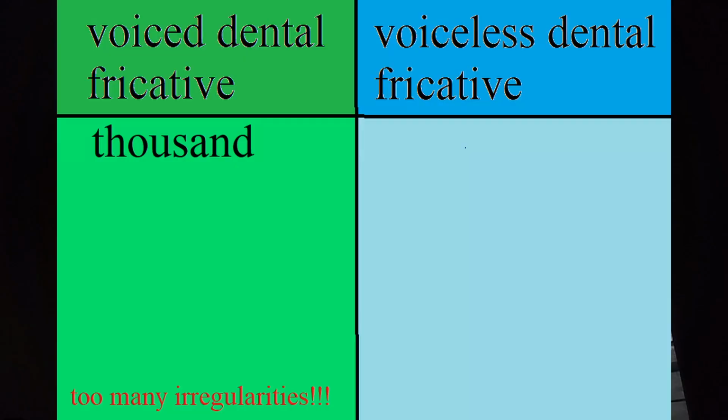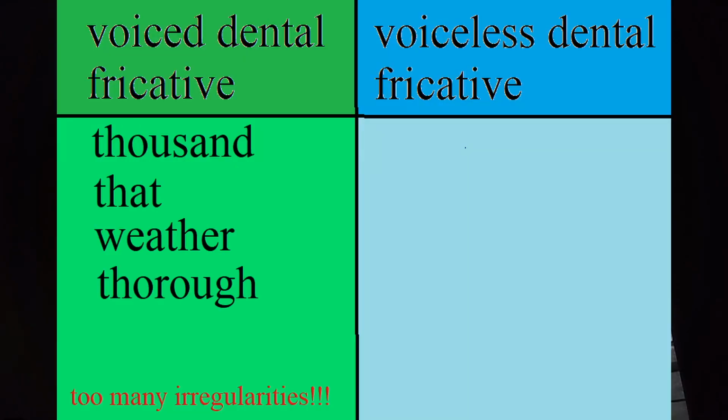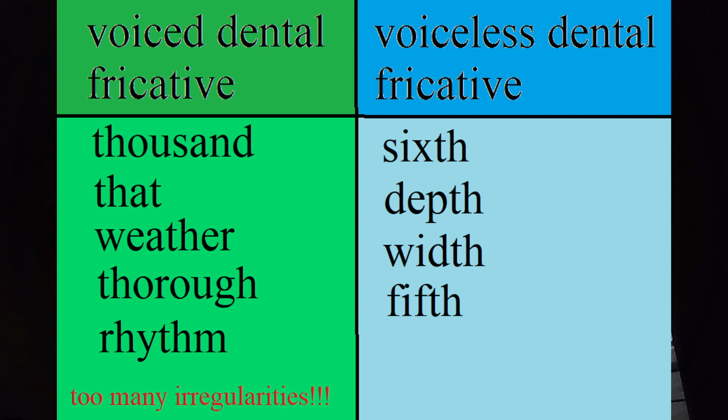However, with the th digraph, there is no general norm. There are likely just as many cases of the th digraph representing the voiced dental fricative as there are representing the voiceless dental fricative. For the voiced dental fricative, there is thousand, that, weather, thorough, rhythm, and the list goes on. For the voiceless dental fricative, there is sixth, depth, width, fifth, health, and hearth, and the list goes on. This irregularity could be solved if we just simply started using the letter thorn and its brother, the letter eth, instead of this lousy th digraph.